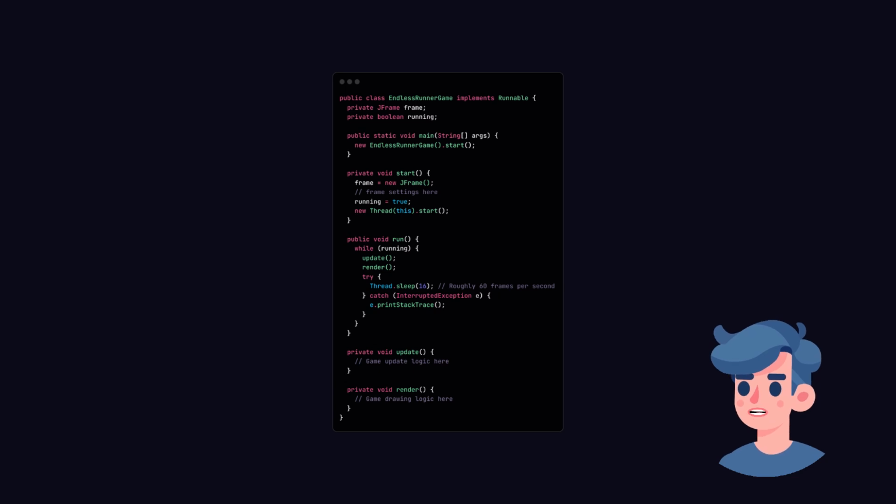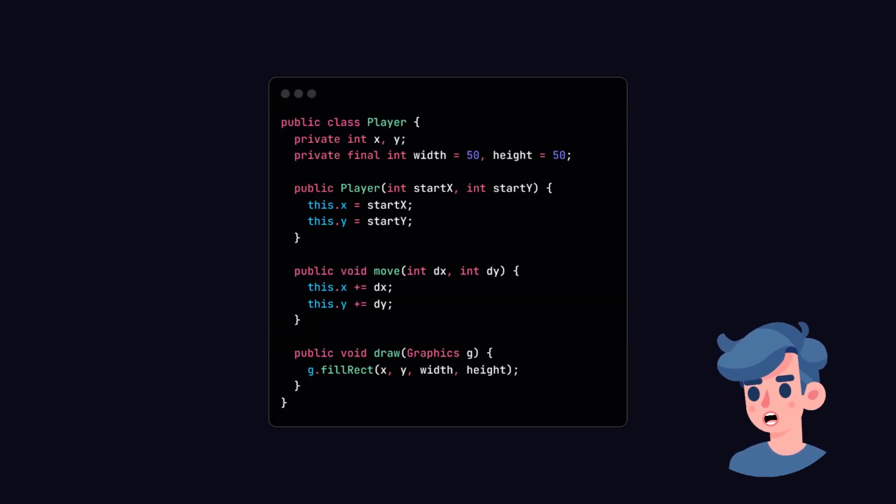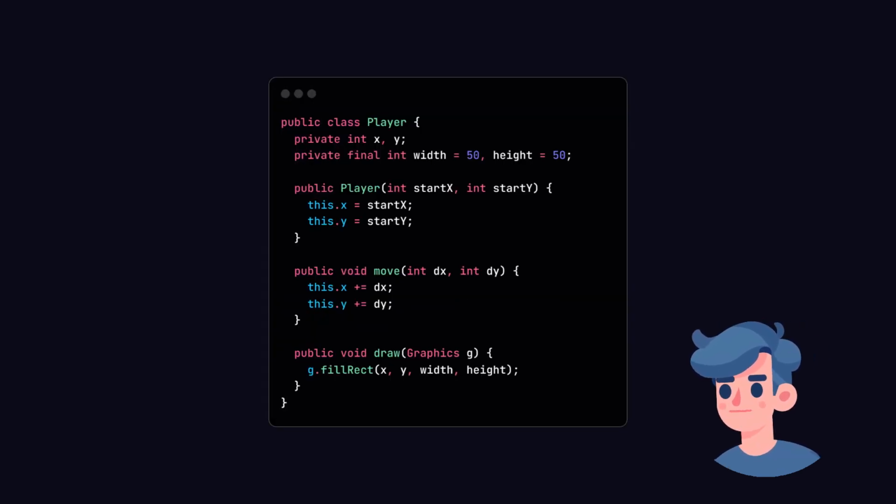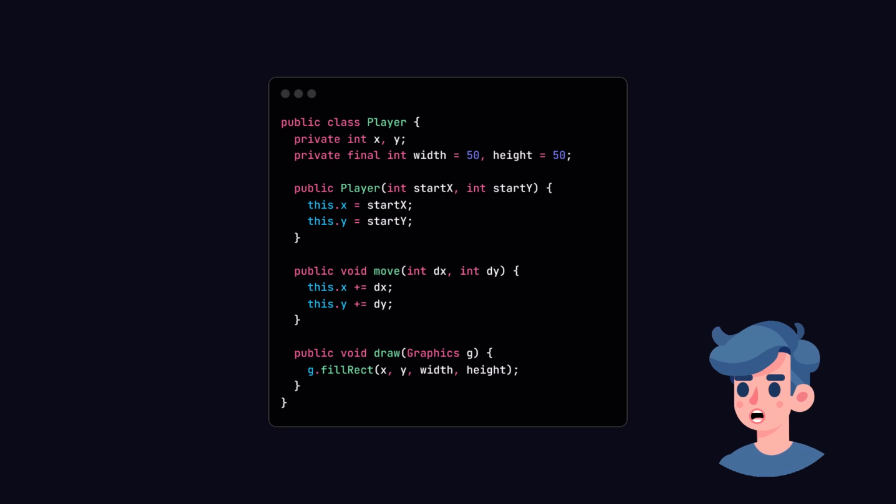Now that we have the basic window set up, let's create a game loop. A game loop repeatedly updates the game state and renders it on the screen. Now let's implement a basic player character. Create a new class called Player. This class will contain properties for the player's position, dimensions, and methods to move the player.